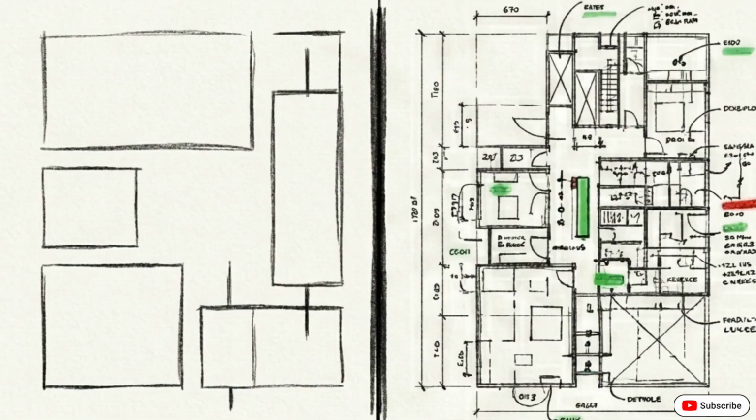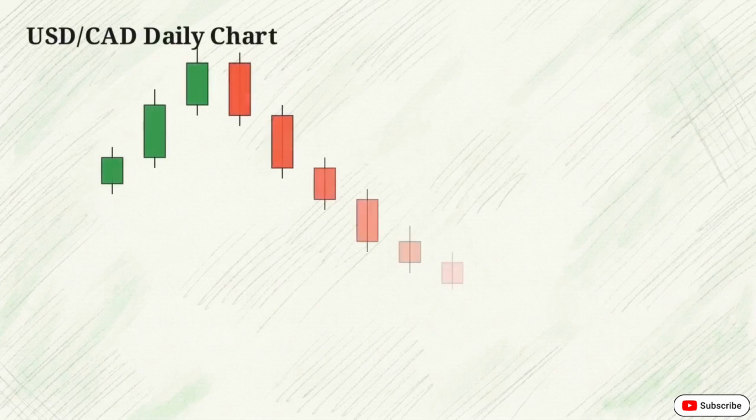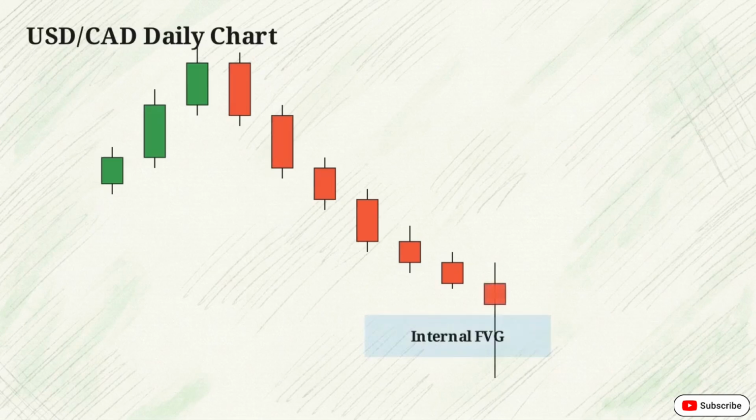By identifying where the market is likely to move next, the entry on the lower timeframe becomes a matter of execution rather than speculation. We can see this structure on the USD CAD daily chart. Price trades down to sweep an internal fair value gap, leaves a long wick, and follows up with a strong bullish candle that engulfs the prior body.